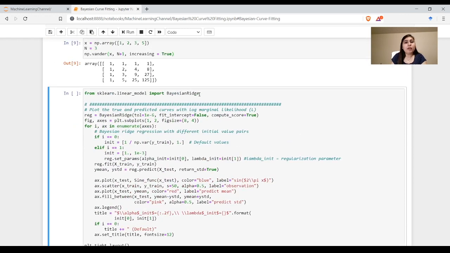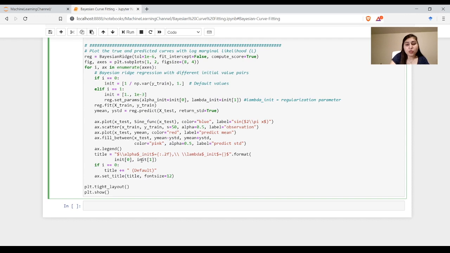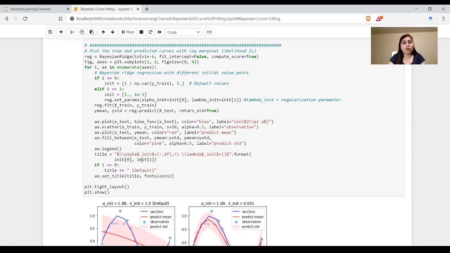For Bayesian curve fitting, we'll import Bayesian ridge from sklearn. We also need to set some parameters. One is tolerance. In this case, we are using 10 raised to the power minus 6. That means when the error reaches 10 raised to the power minus 6, the weights will stop converging. The weights will be converged. We also need to assign initial alpha and lambda. Lambda is the regularization parameter. Alpha is the precision parameter for the weights. Here I'm using two different values of alpha and lambda for the comparison.